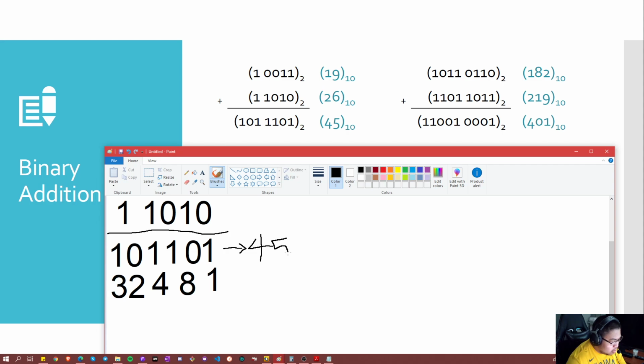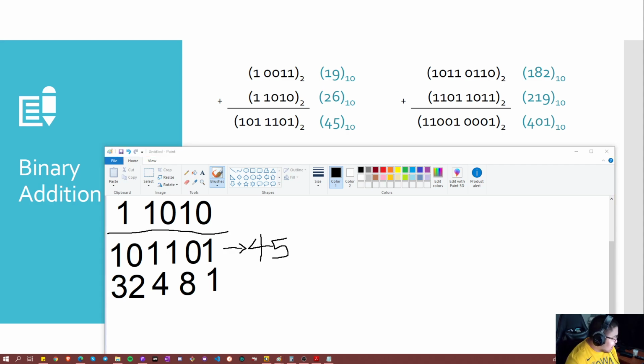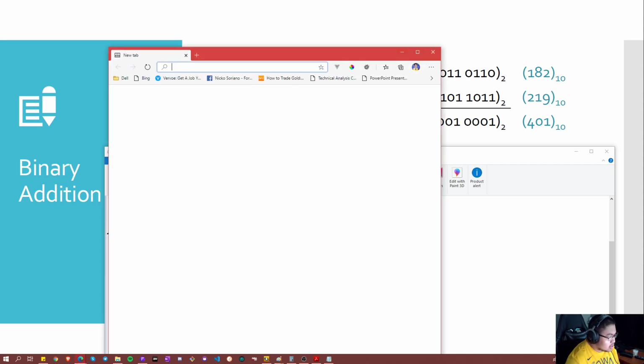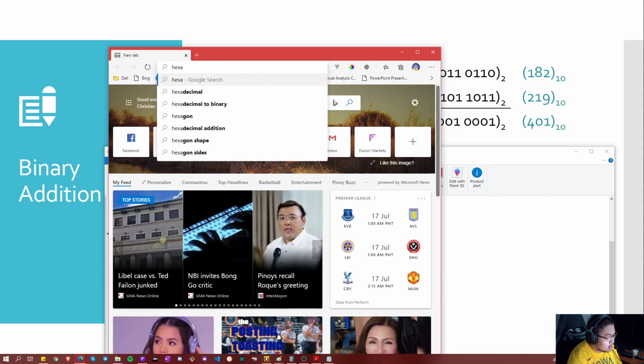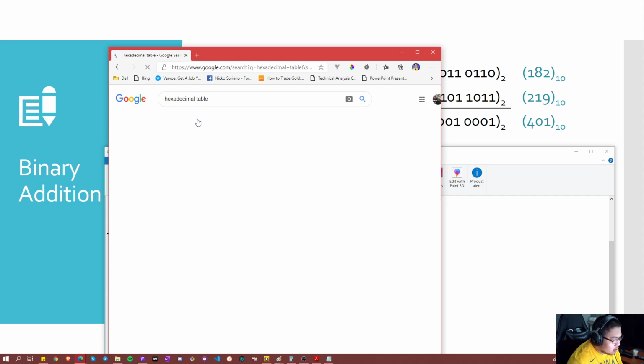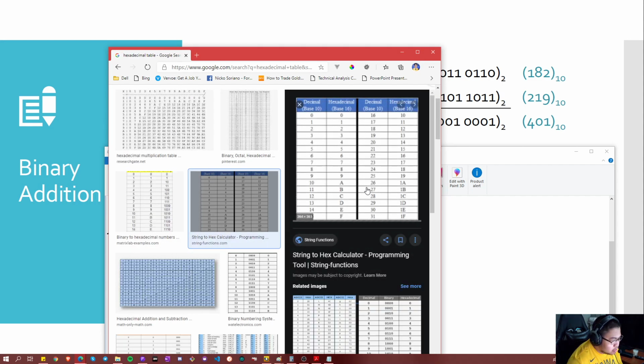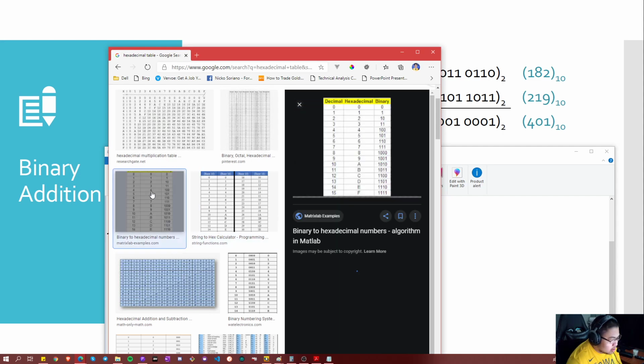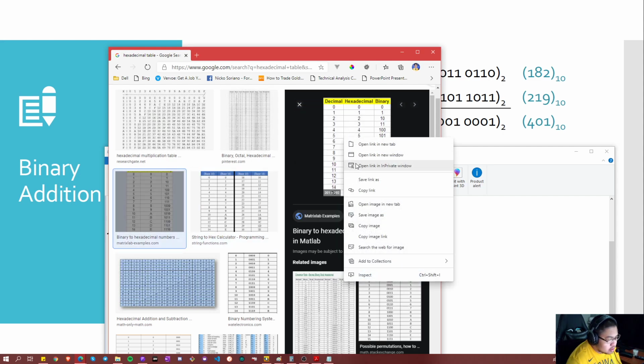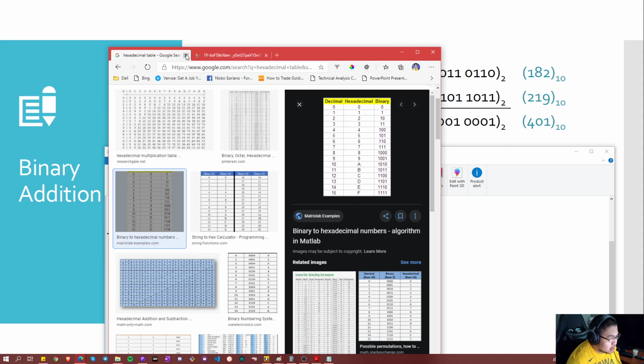So now we want to convert this to hexadecimal. Again, remember that we have a table for hexadecimal. The hexadecimal table you can just search for online. Again, we have this from 0 to F. Okay, this one. Let's just use this as our guide.